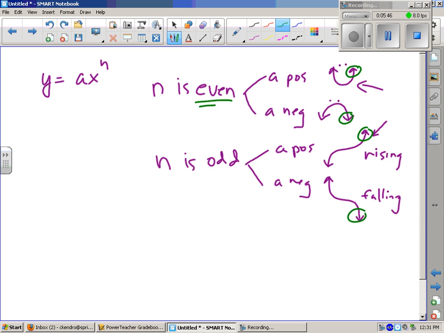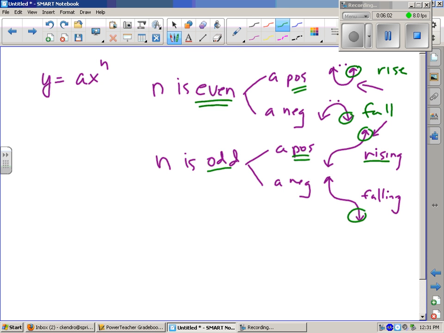So the biggest thing to remember is this last arrow. If it's even and positive, you're going to rise. If it's odd and positive, you're still going to rise. If it's negative, you fall. So positives rise, negatives fall.